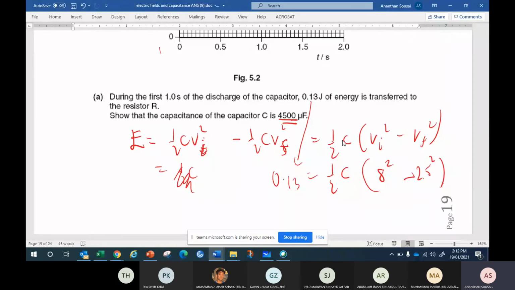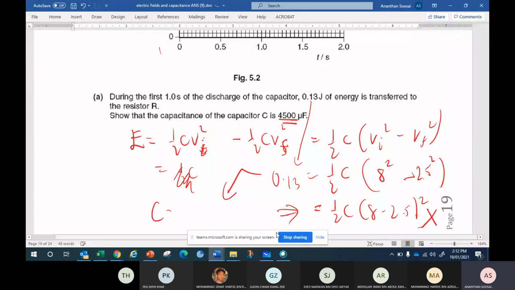Some students make a mistake like this: half C, they put 8 minus 2.5, all squared. Is this method correct? You put the square outside, is it mathematically correct or wrong? This is wrong, right? The square should be inside. Then rearrange and you can find the C. Please calculate for me, someone. What do you get for your C? You get 4,500 microfarad.